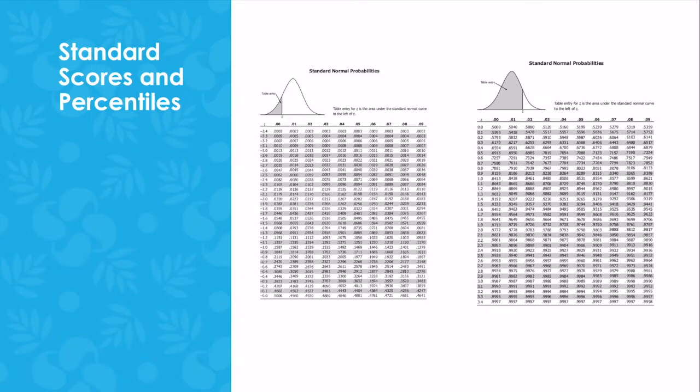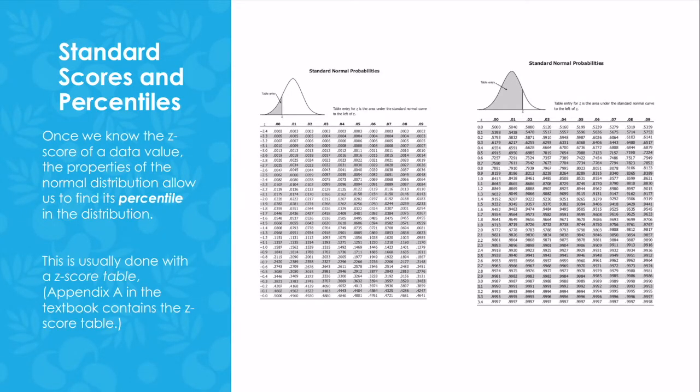For z-scores, once we know the z-score of a data value, we can go to the z-table. This is Appendix A in your text, and I believe it's pages 378 and 379. If anyone would like an extra printed copy of this, let me know, and I'll be sure to get you one. Once we know the z-score of a data value, we can use the normal distribution to allow us to find the percentile of the distribution. This is usually done with a z-score table, as you can see here.